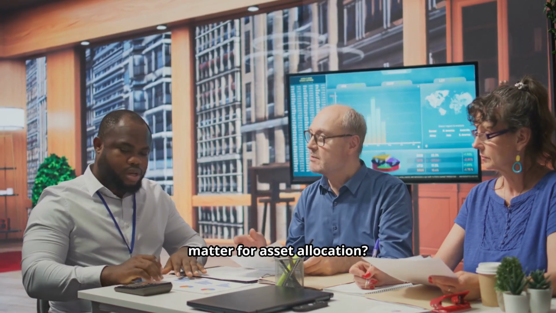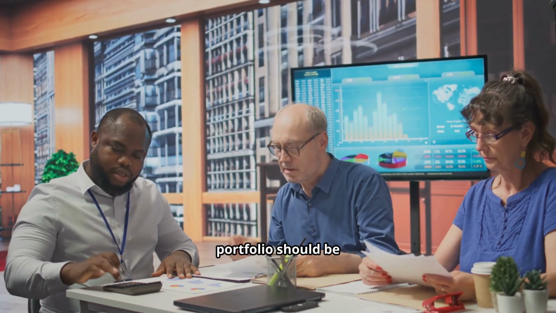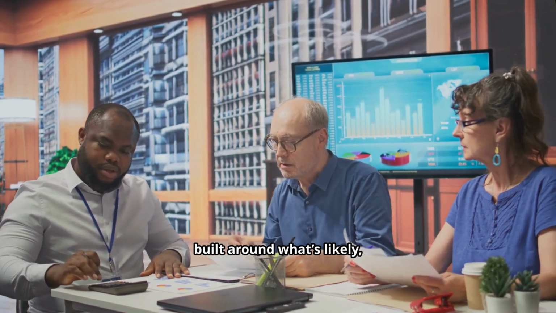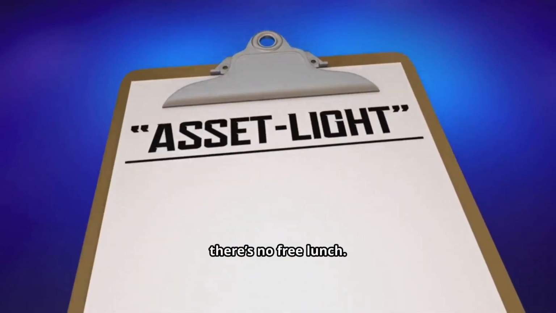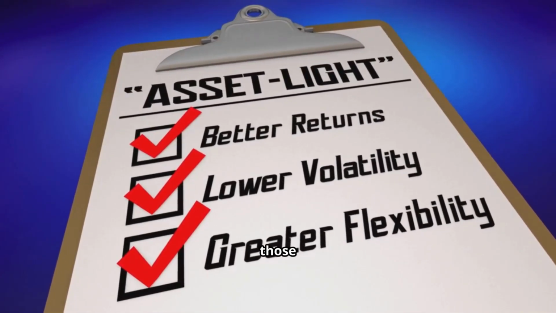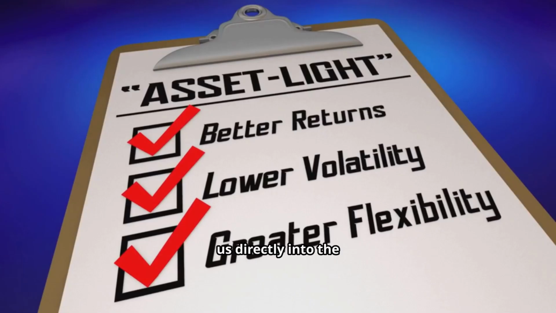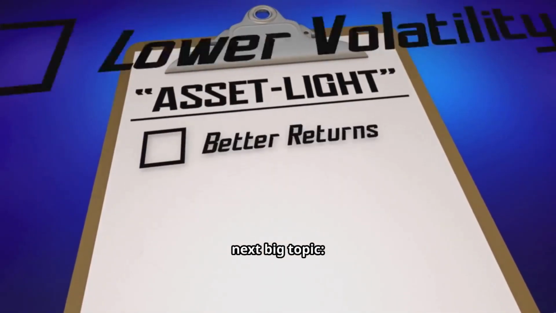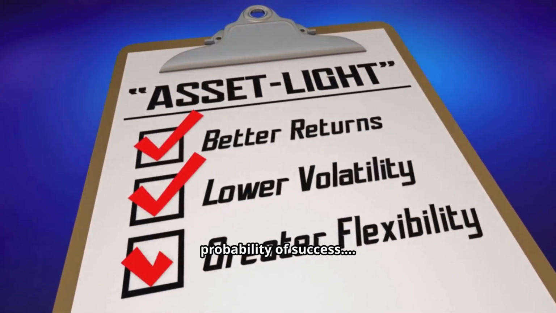Why does this matter for asset allocation? Because your portfolio should be built around what's likely, not what's dreamed of. In other words, there's no free lunch. Asset allocation is all about finding the balance between those trade-offs. And that balance leads us directly into the next big topic: maximizing your probability of success.